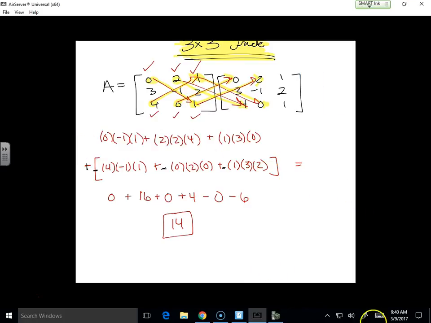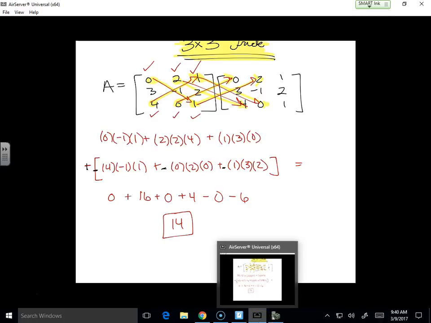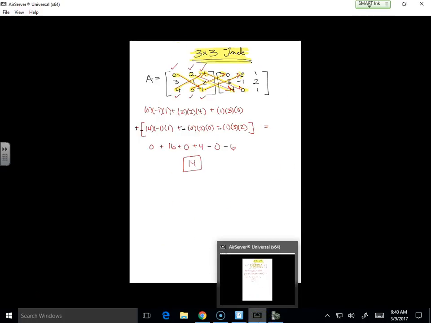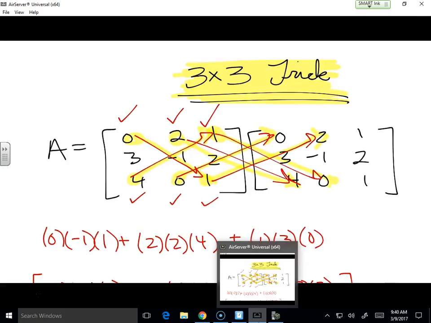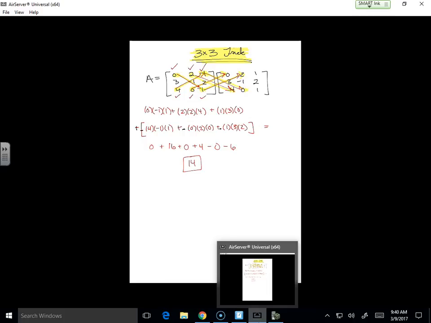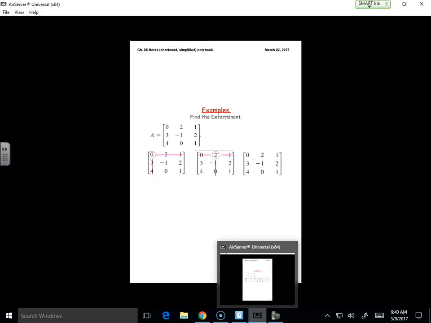There's another way. There has to be. The 4 by 4s and above. So let's use this 3 by 3. Let's use this matrix 0, 2, 1, 3, negative 1, 2, 4, 0, 1. And let's say, okay, there's a trick, but what is the method that will work for all higher order matrices? All square higher order matrices.